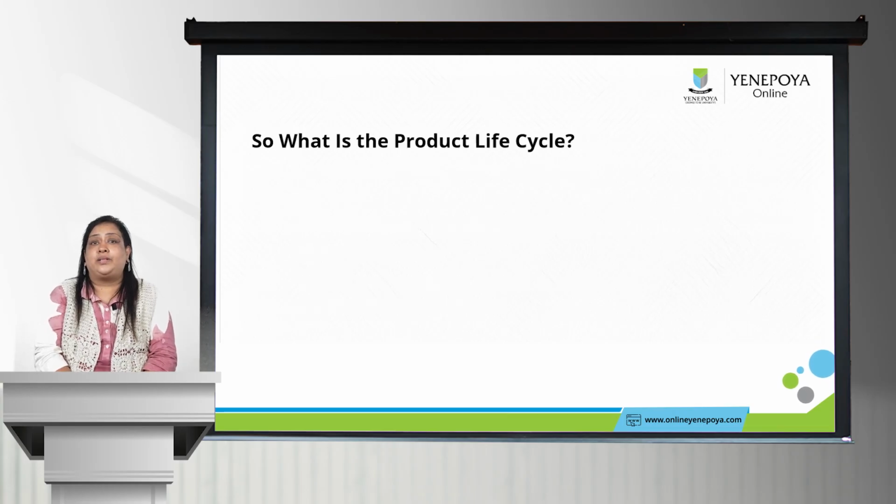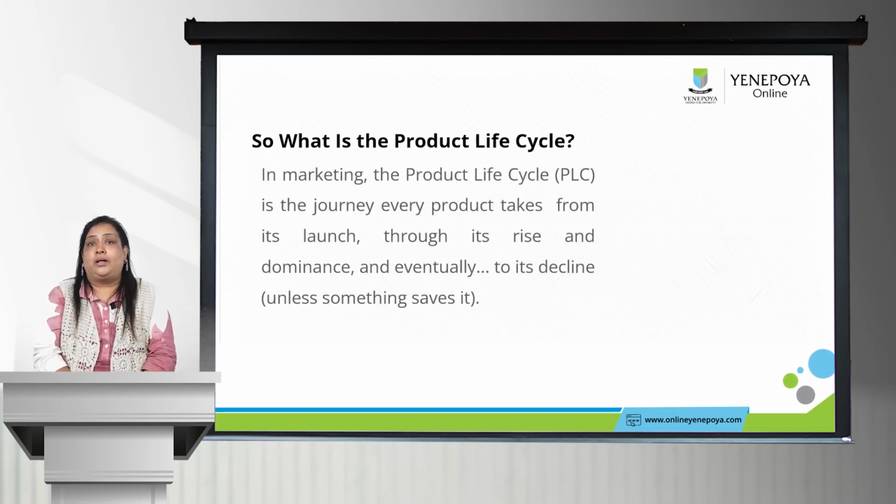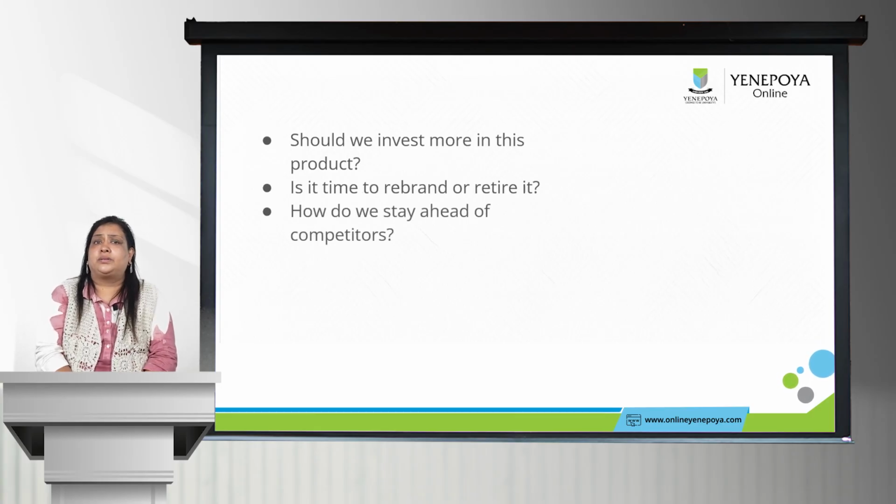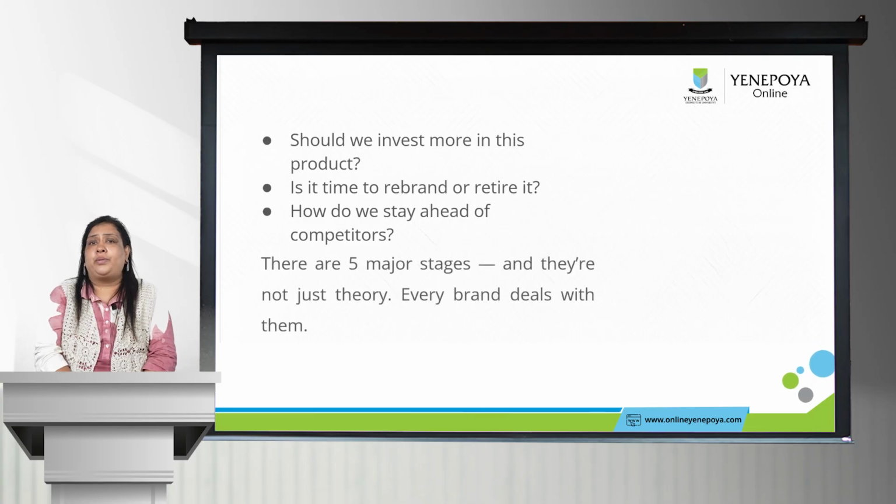So, what is the product life cycle? In marketing, the product life cycle is the journey every product takes from its launch through its rise and dominance and eventually to its decline stage. It helps us answer questions like, should we invest more in this product? Is it time to rebrand or retire it? How do we stay ahead of competitors? There are five major stages, and they are not just theory. Every brand deals with them.